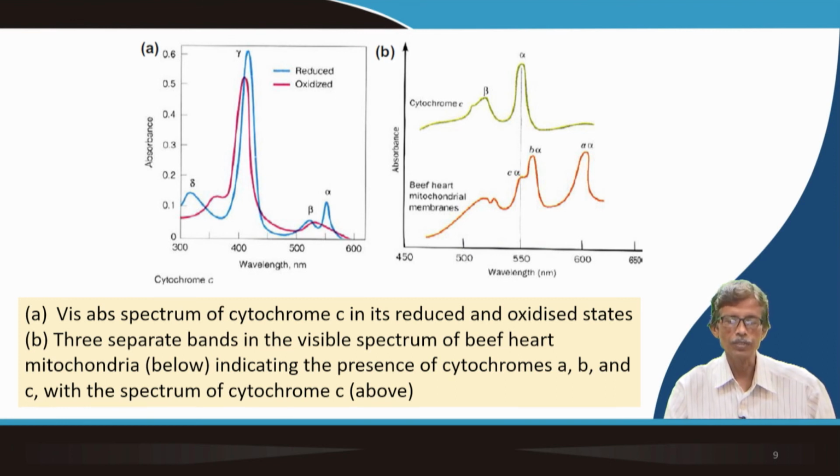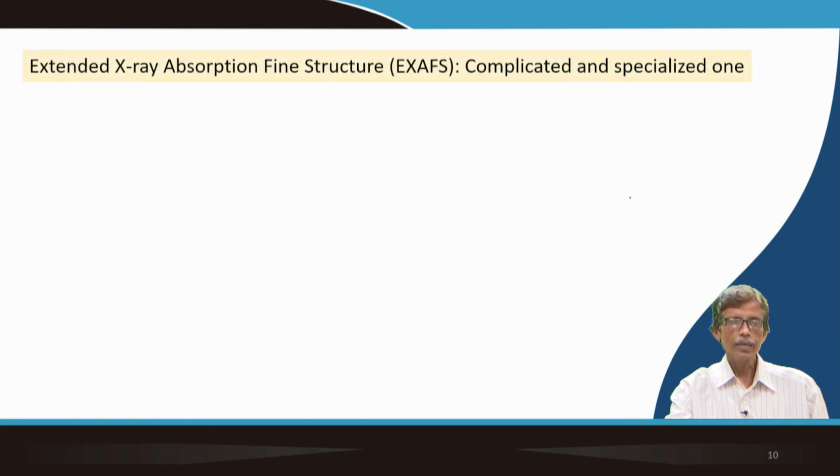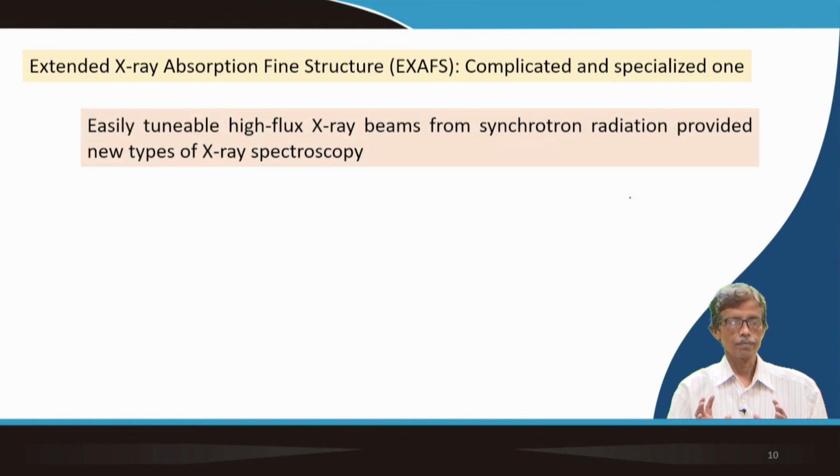Similarly, there are three separate bands in the visible spectrum for the mitochondria, indicating the presence of cytochromes A, B and C. So, the spectrum can give us very good information on whether you have cytochrome C or a beef-heart mitochondrial membrane. The origin of the samples is very easy to understand through this electronic spectroscopy. So, electronic spectral patterns are very useful, and also the related one, but that is the most difficult one.